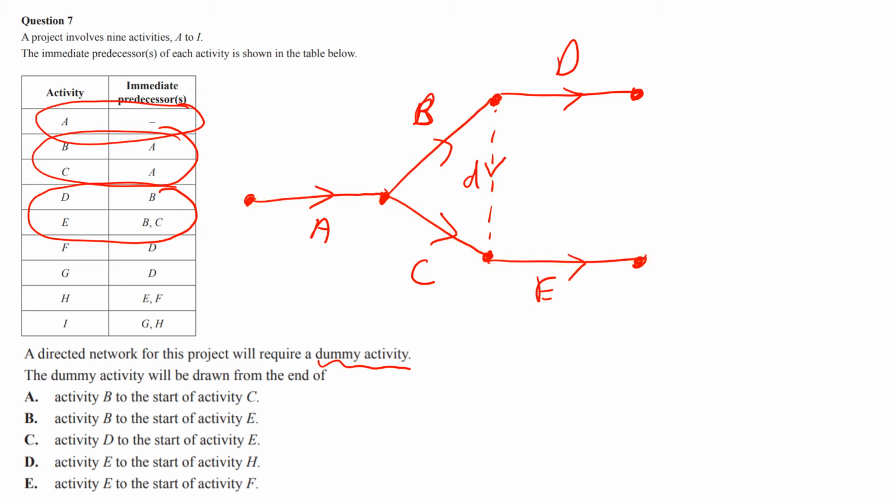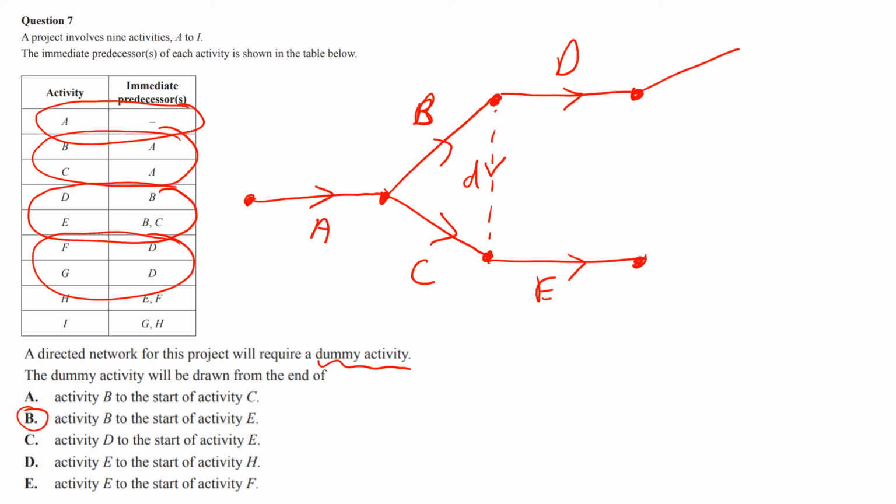So that diagram is now complete. That's all you needed to do. It said you didn't have to do the whole diagram. And we now know it's going to go B to the start of E, which is the answer B. Only 42% of people got this right. Not great. Now, if we look here, we've got F and G must come off D.